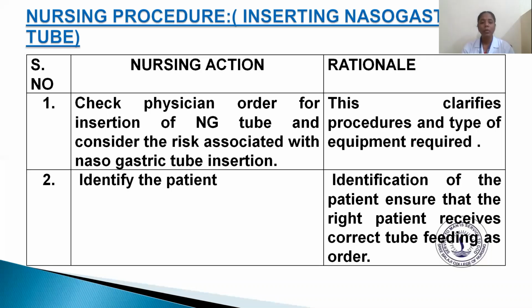And the second one is to identify the patient. What is identifying the patient? It is the identification of the patient, to ensure that the right patient receives the correct tube feeding as ordered. Identify the patient, because only then is this Munusami.